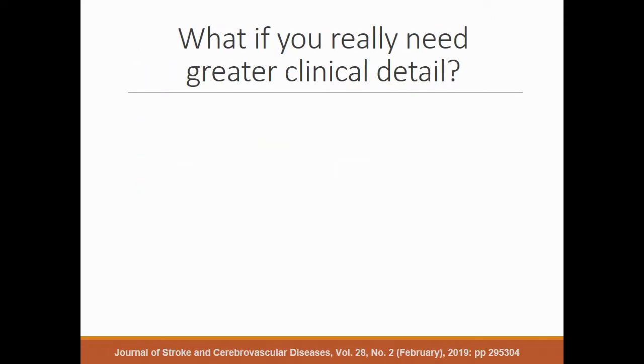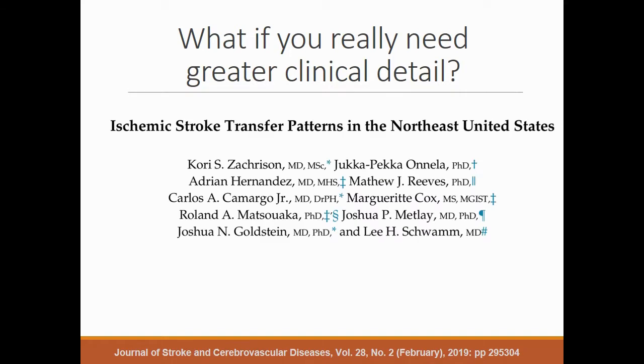So what if you really need clinical detail? A lot of these will not have it. So that's where registry data can come into play. Stroke is an example of a disease where the CMS risk adjustment model has really been shown to not be ideal because you need NIH stroke scale, and claims data sets don't have that. So Corey Zackerson at MGH used the Get With The Guidelines registry linked to claims data.